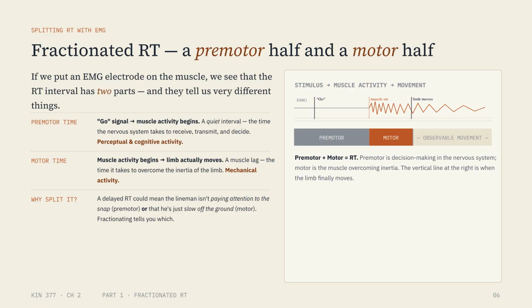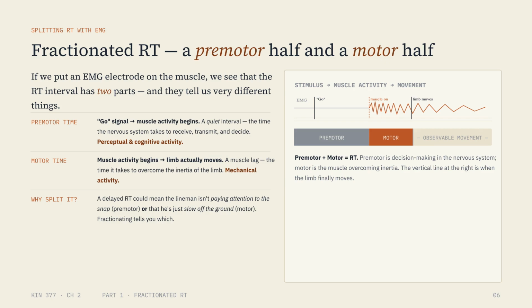Now, for an elegant little technique, fractionating RT. Remember, RT is the interval from the go signal to the start of observable movement. If we put an EMG electrode on the muscle, we discover that this interval has 2 parts. The first part, premotor time, is the quiet interval from the go signal until the muscle actually shows electrical activity. Look at the EMG trace in the diagram. The line is flat, flat, flat, and then it starts firing. The time from the go to that moment of firing is premotor.